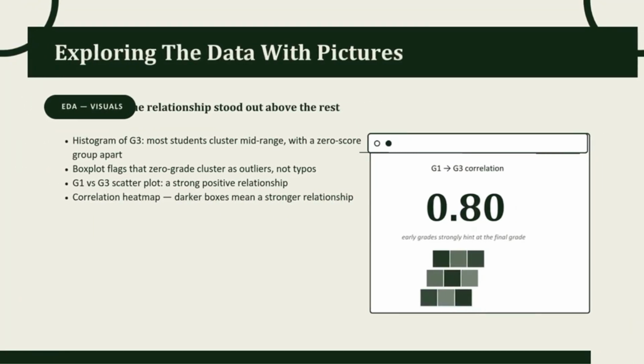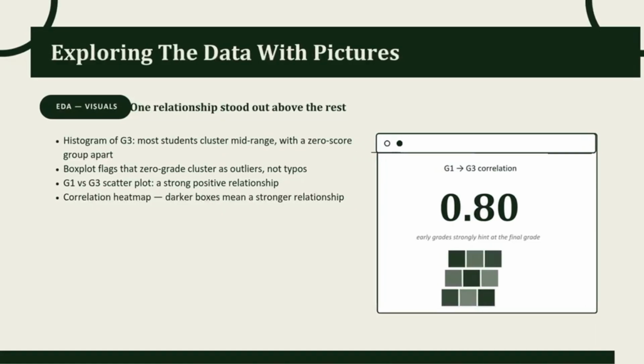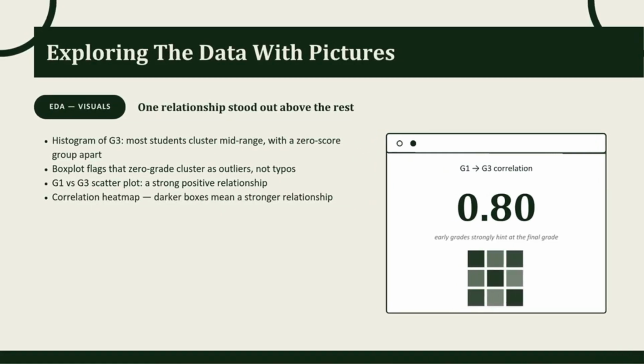G3's histogram showed most of the students in the middle, with a separated group scoring 0, confirmed as outliers by the box plot. Our biggest finding: G1 versus G3 had a 0.80 correlation, meaning if a student does well early, they usually finish well too. Our heat map showed this at a glance, with darker boxes meaning stronger relationships.